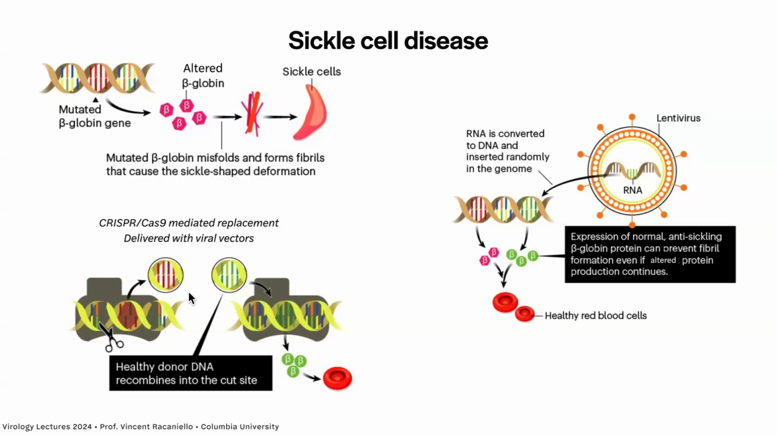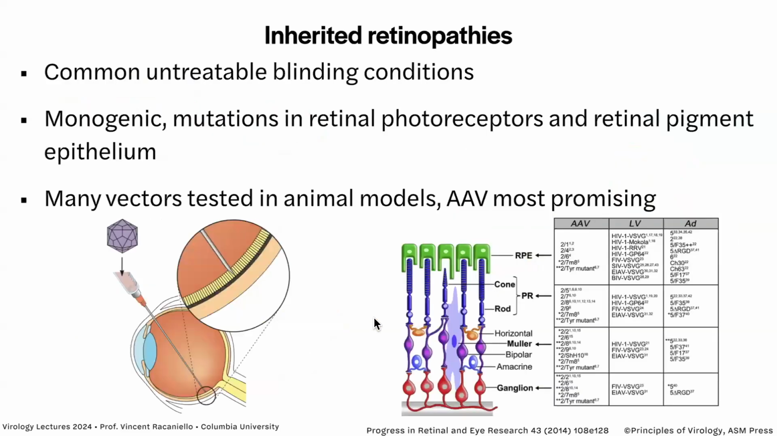And then more recently, a new approach using CRISPR-Cas9. So we deliver CRISPR-Cas9 to the patient's cells with viral vectors, and these cut out the mutated gene and replace it with a wild type copy of the gene. There are also a number of blindness diseases that are amenable to gene therapy. These are called inherited retinopathies.